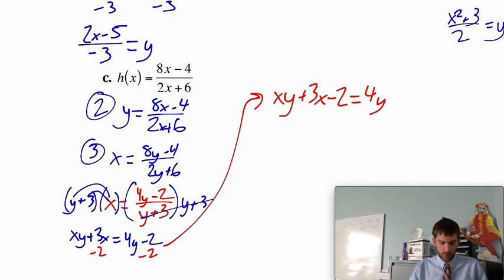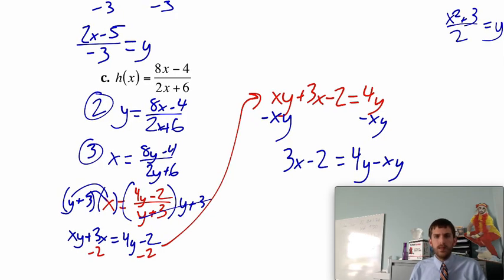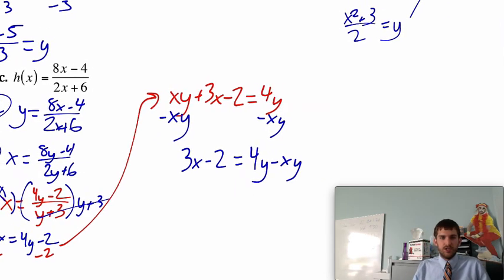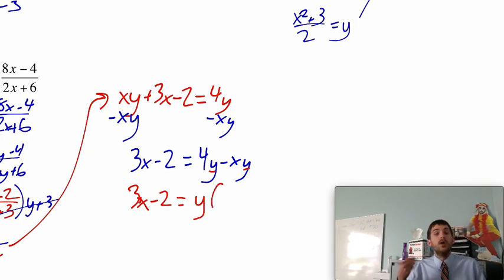To keep solving for y, let's get all the y terms on the same side. So I'm going to subtract xy from both sides. So now we have 3x minus 2 equals 4y minus xy. Now again, we're trying to get y all by itself. But now looking at that left side, they both have a common factor of y. So what we can do is factor that out and make it y times whatever's left. We factor a y out of both of those pieces, so we're left with 4 minus x.